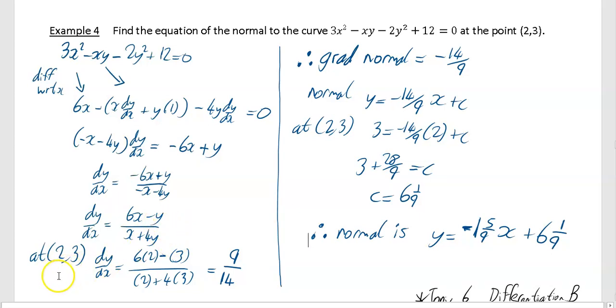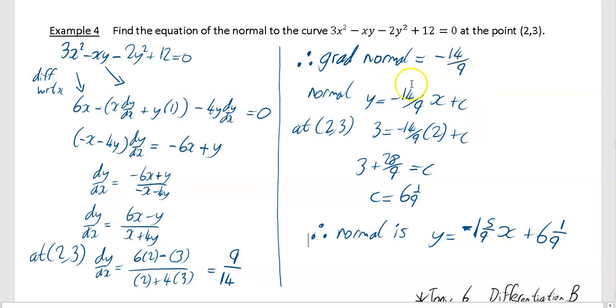So then at your point 2, 3, just sub your x equals 2 and y equals 3 into your dy by dx function, and that gives you, after a wee bit of working out, 9 over 14. So remember, dy by dx gives you the gradient of the tangent. We're looking for the gradient of the normal. So negative reciprocal of 9 over 14 gives you minus 14 over 9.